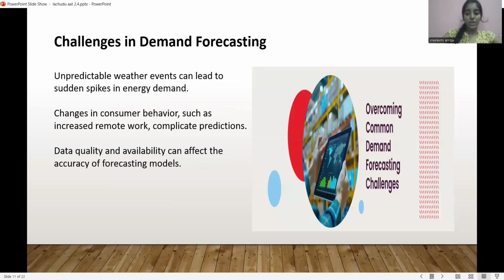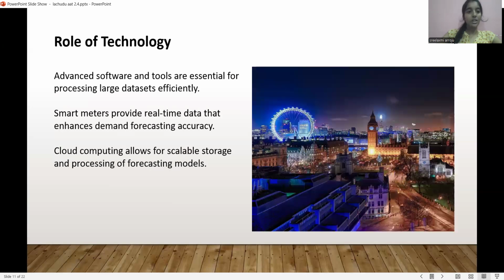Challenges in demand forecasting. Unpredictable weather events can lead to sudden spikes in energy demand. Changes in consumer behavior, such as increased remote work, complicate predictions. Data quality and availability can affect the accuracy of forecasting models.